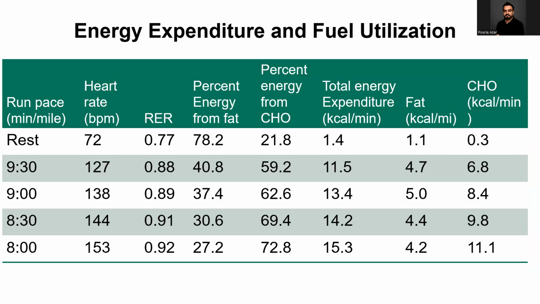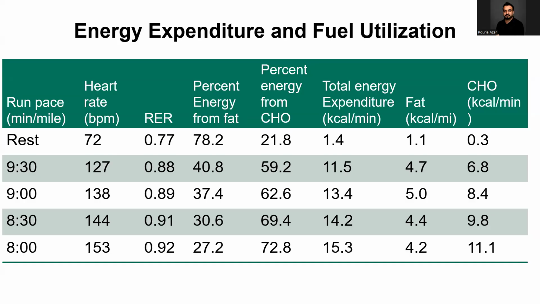So here at rest, heart rate is 72, RER is 0.77. The amount of energy coming from fat is 78%. I just rounded down, so 78%. And 22% is coming from carbohydrate.